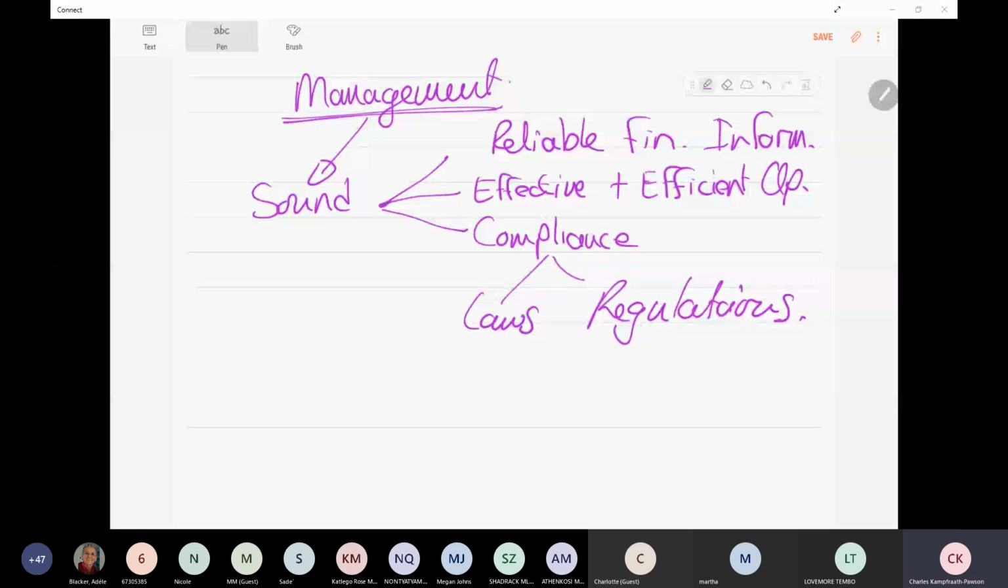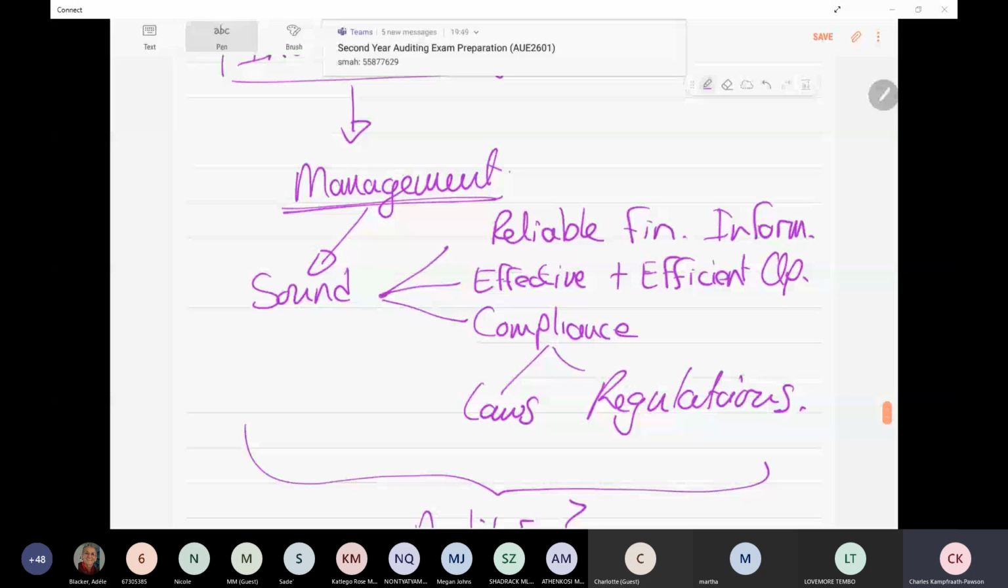So where does the auditor come into this? What does the auditor have to do? We've just said that internal control is the responsibility of management. It must be sound because it must give reliable financial information. It must provide for effective and efficient operations and absolute adherence to laws and regulations. So that is what internal controls need to deliver. And management is charged with the responsibility to make sure that internal controls deliver that.